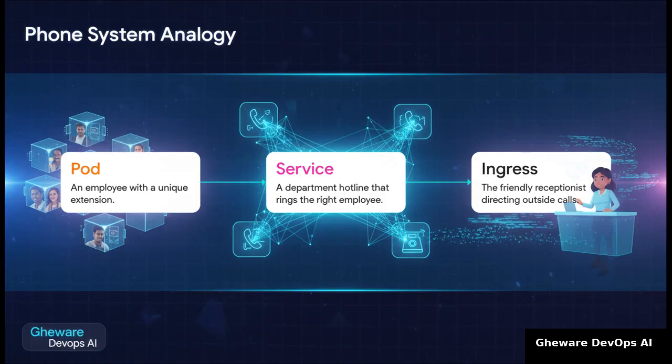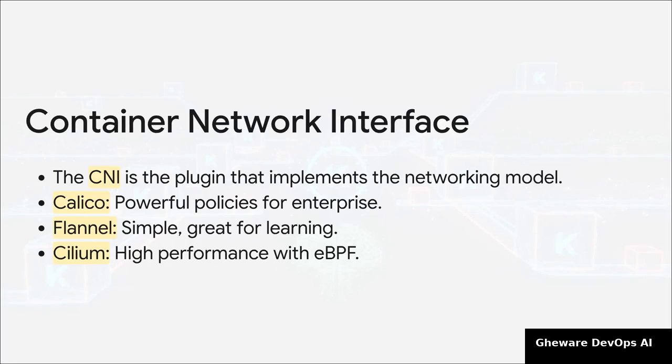Now, to make this even simpler, just think of your whole cluster like a company phone system. Each pod is like an employee with their own unique extension. A service? Well, that's the department hotline that knows how to ring the right employee. An ingress? That's the friendly receptionist, directing all the calls from the outside world. So who provides this phone system? That would be the CNI, the Container Network Interface. It's basically the plugin that makes those 4 rules a reality.